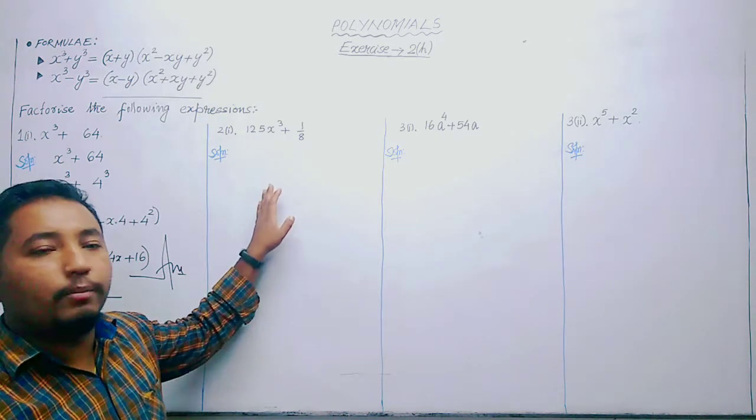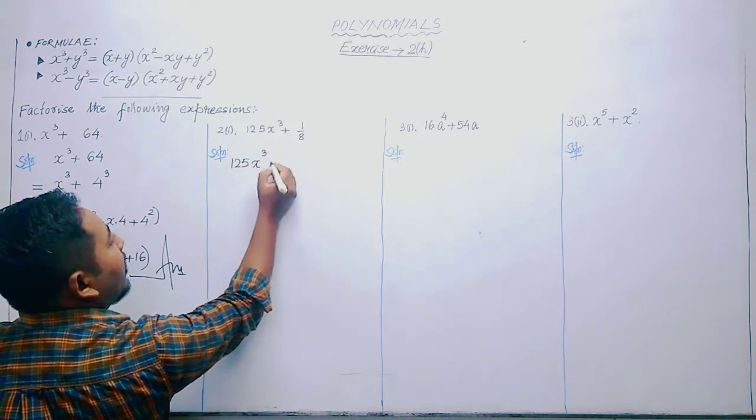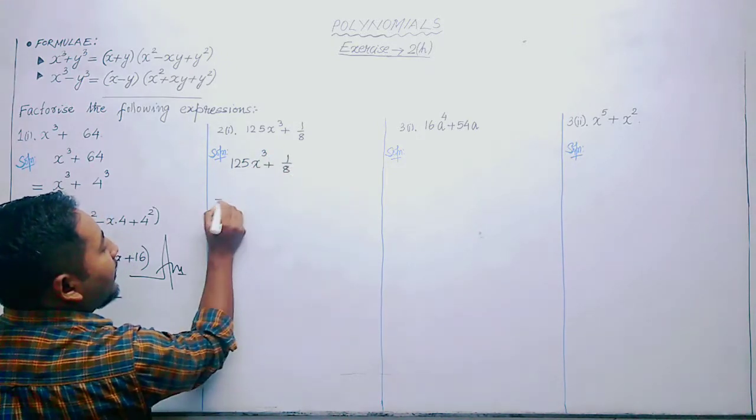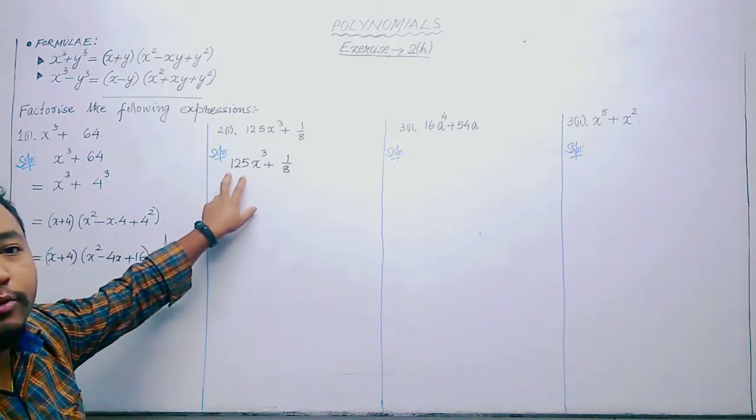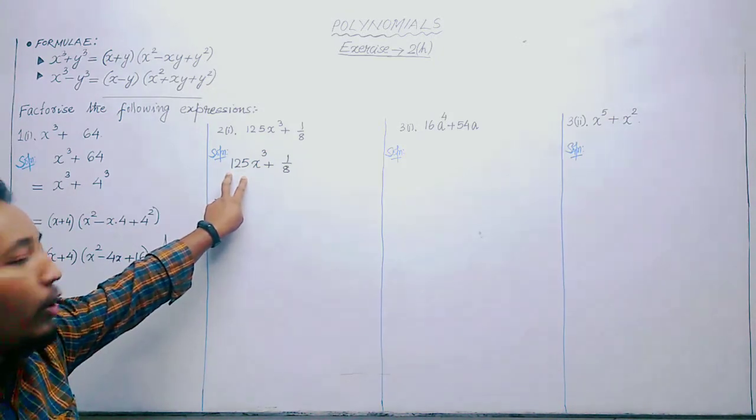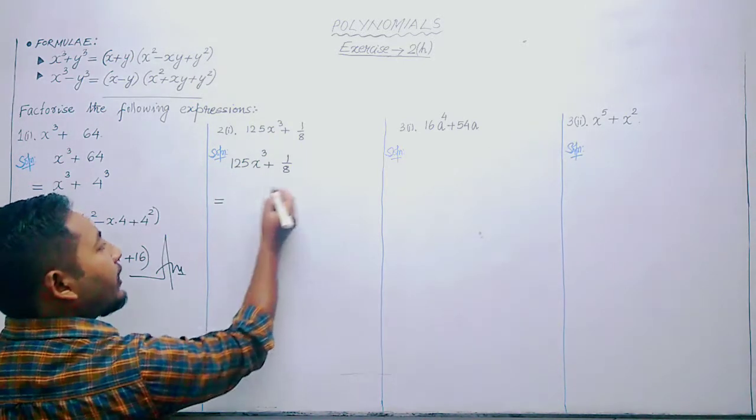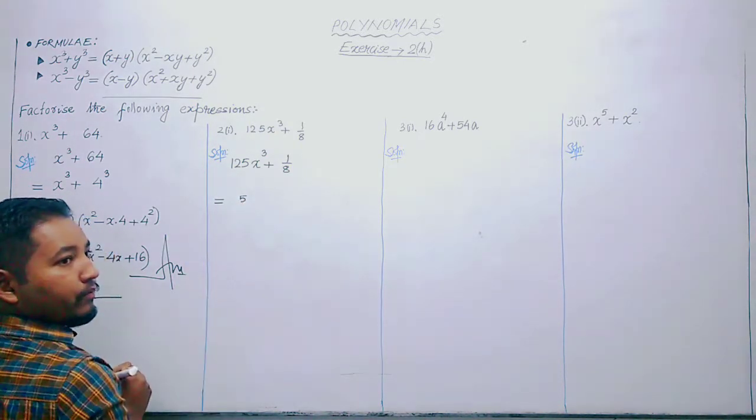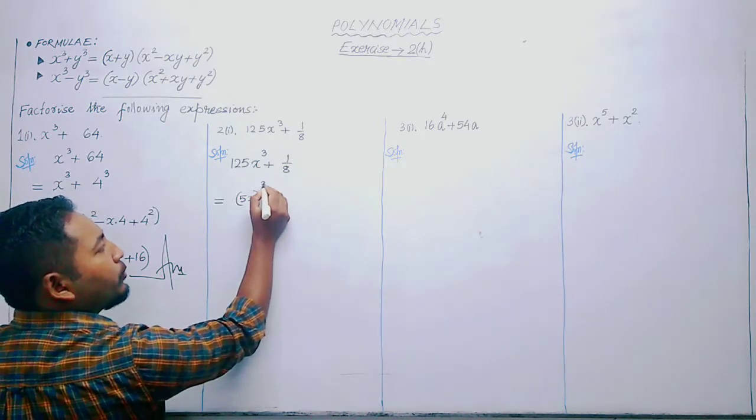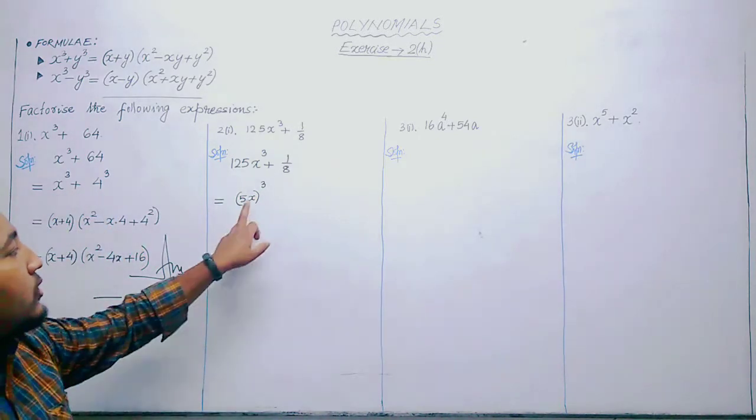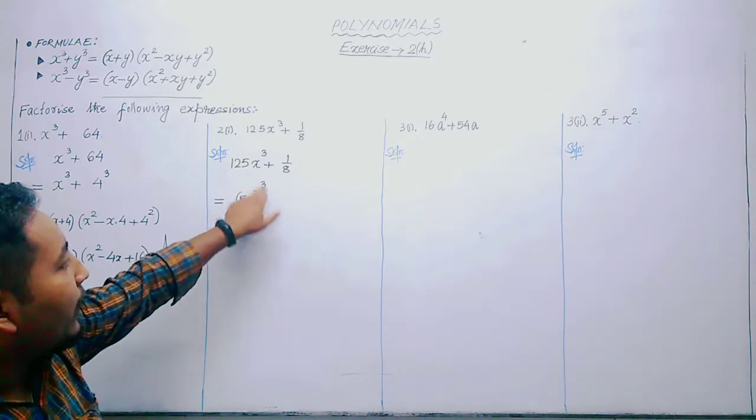Now let us go to question number 2, sub number 1. In this question you have 125x cubed plus 1 by 8. If you look at this question very carefully, you will find out that even 125 can be expressed as a cube. How will I write it? I will write down 5x, the whole thing cubed. Why have I written it this way? Because if I say 5 cube, I'll get 125, and if I say x cube, I'll get x cube.